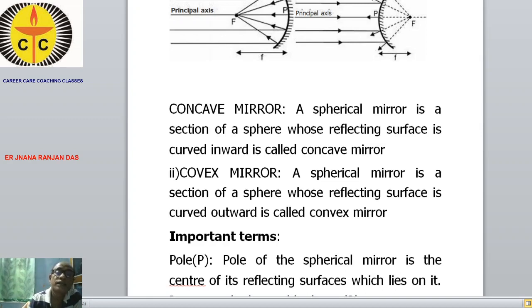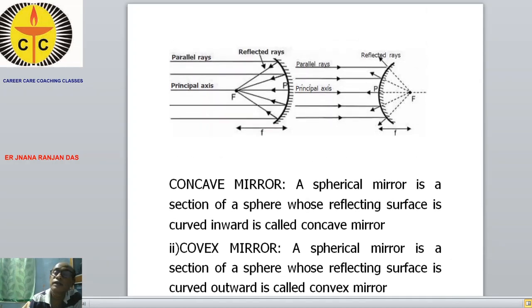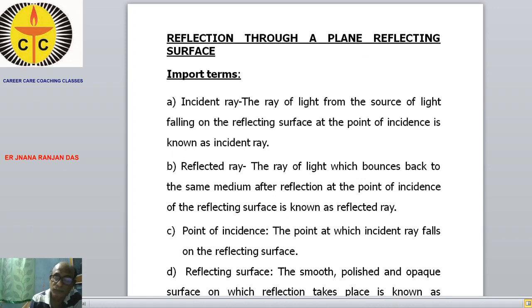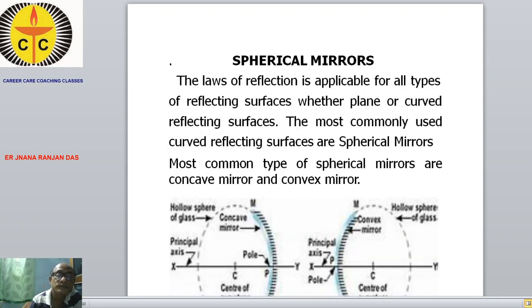Before going to discuss in detail regarding the spherical mirror, we have to be acquainted with some important terms. What are those important terms?